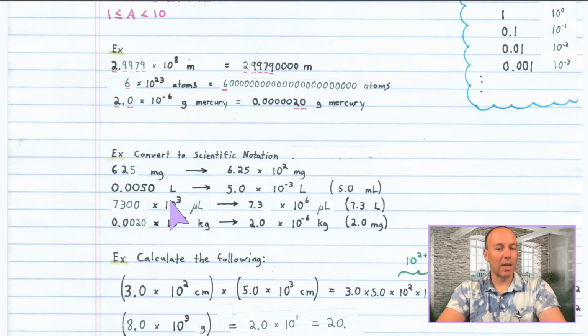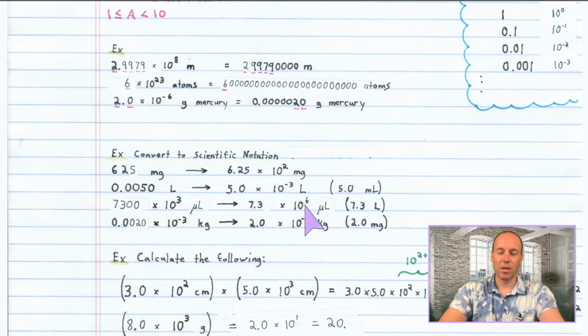But we already have a 10 cubed. Okay, so we have 7.3 times 10 cubed times 10 cubed. So 10 cubed times 10 cubed equals 10 to the 6. So you combine those powers of 10 to get 10 to the 6. Remember, 10 cubed is just 10 times 10 times 10. So put that aside for the moment.